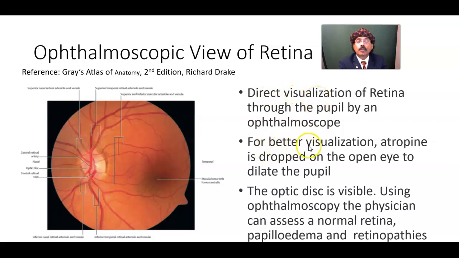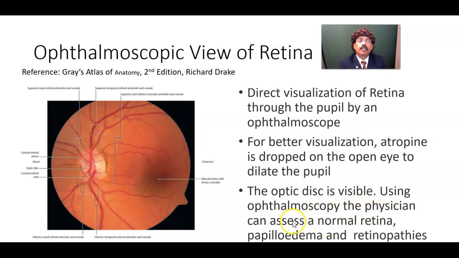For better visualization, atropine or any other anticholinergic drug is dropped on the open eye to dilate the pupil. The optic disc is visible using ophthalmoscopy.